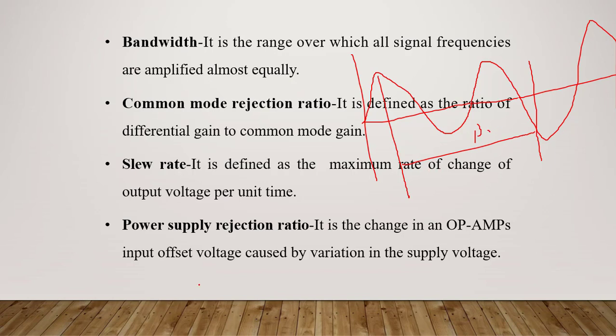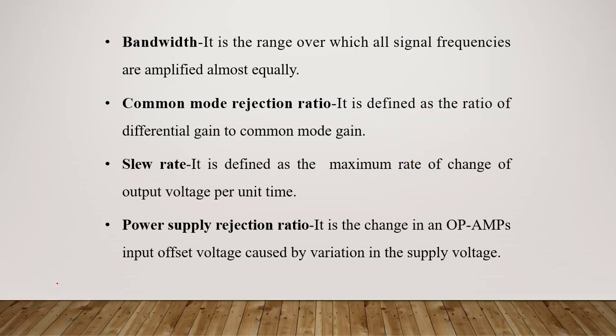Okay, and another one is called the common mode rejection ratio. The name itself says it is common mode. It is defined as the ratio of differential gain to common mode gain. Differential gain means if you give two inputs, what is the gain, and if you give the same input, what is the gain. That ratio is known as the common mode rejection ratio.